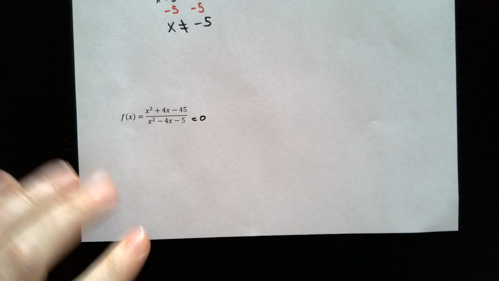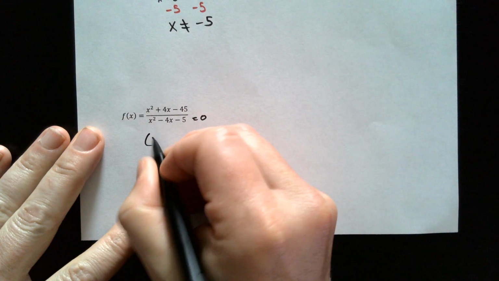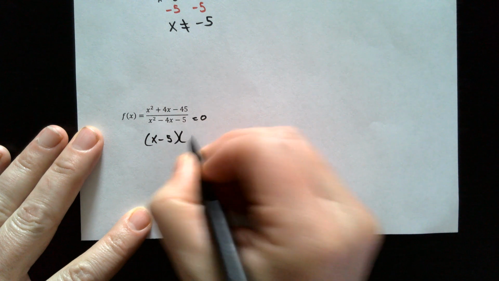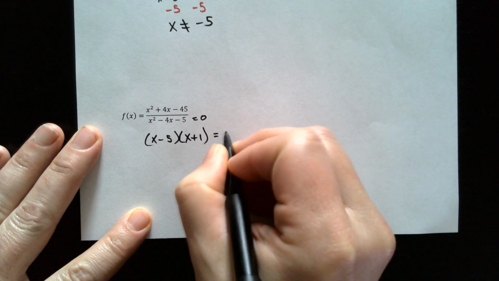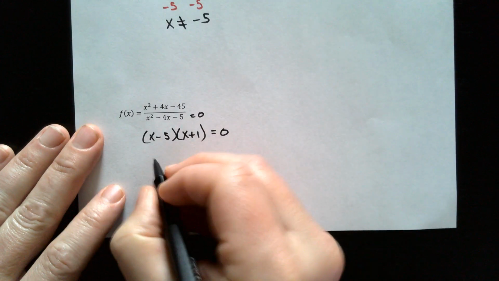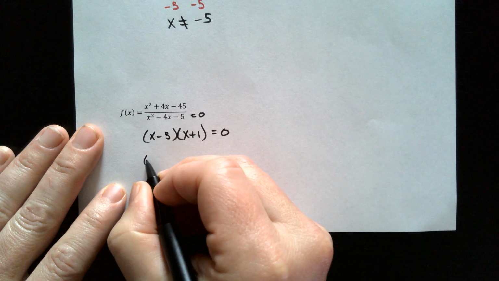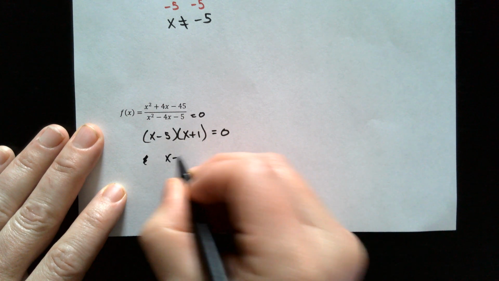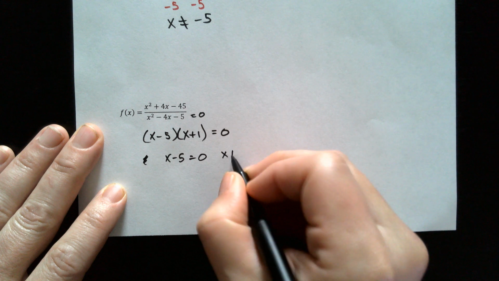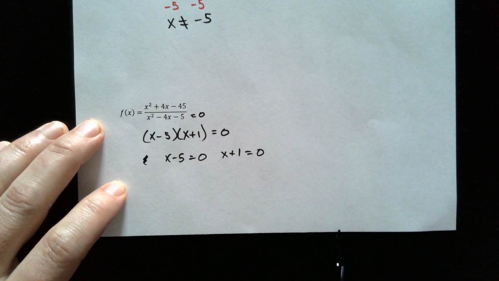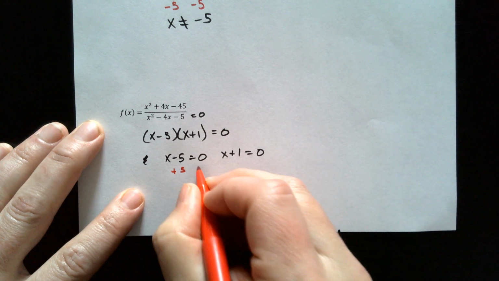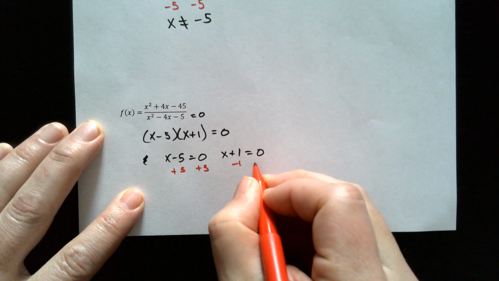We need two numbers that multiply to get negative 5, but add to get negative 4. So it should be negative 5 and 1. So x minus 5 and x plus 1 equals 0. Okay, so if we solve both of these, x minus 5 equals 0 and x plus 1 equals 0. We solve for x, so plus 5 here, minus 1 here.